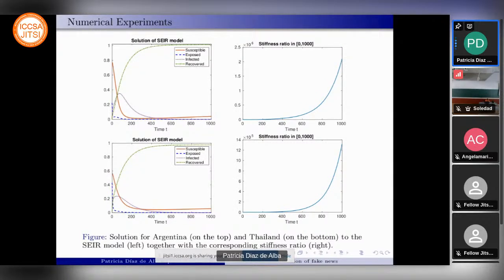The same happens in these cases. On the top row, we have the results for Argentina, and on the bottom row, we have the results for Thailand. And again, if we see the behavior of the stiffness ratio for both of the countries, we can see that it is smaller for the Thailand case. And it verifies that the infected number of people is smaller with respect to the Argentina case, and also the diffusion of the fake news seems to be slower in time with respect to the one corresponding to Argentina.